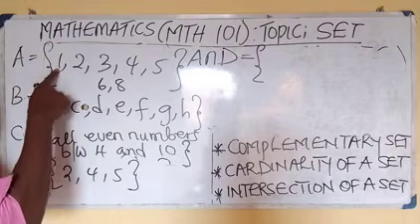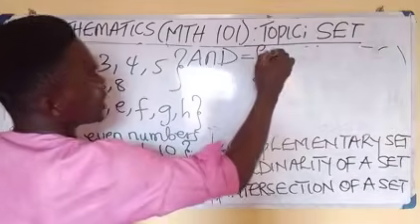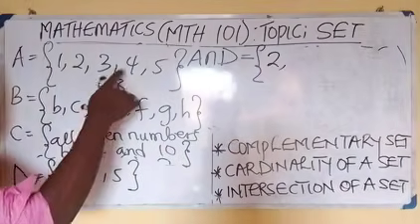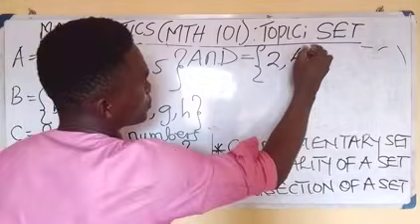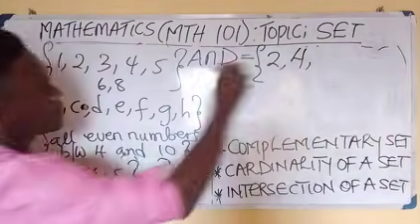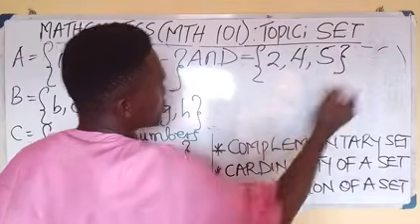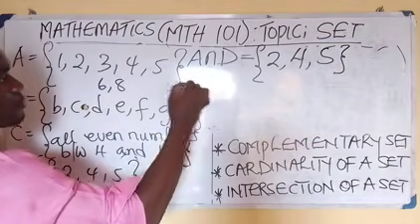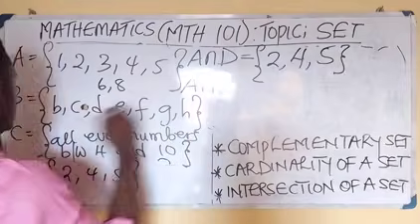No, one is not in the intersection. Two, two. All right, two. You see that? Four, four. All right, four. Five, five. So this is settled. Then the intersection of A and C.